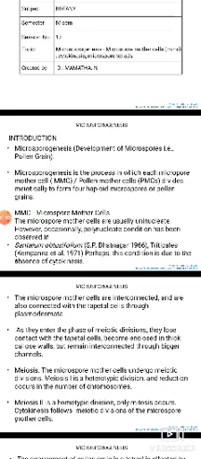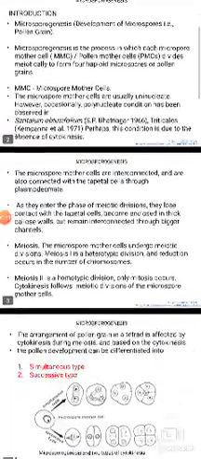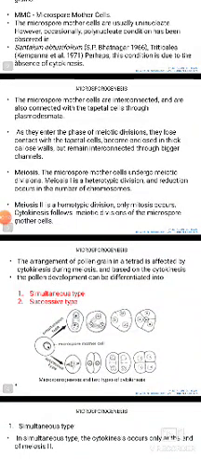The microspore mother cells are interconnected and are also connected with tapetal cells through plasmodesmata. As they enter the phase of meiotic divisions, they lose contact with tapetal cells, become enclosed in thick callose walls, but remain interconnected through bigger channels.